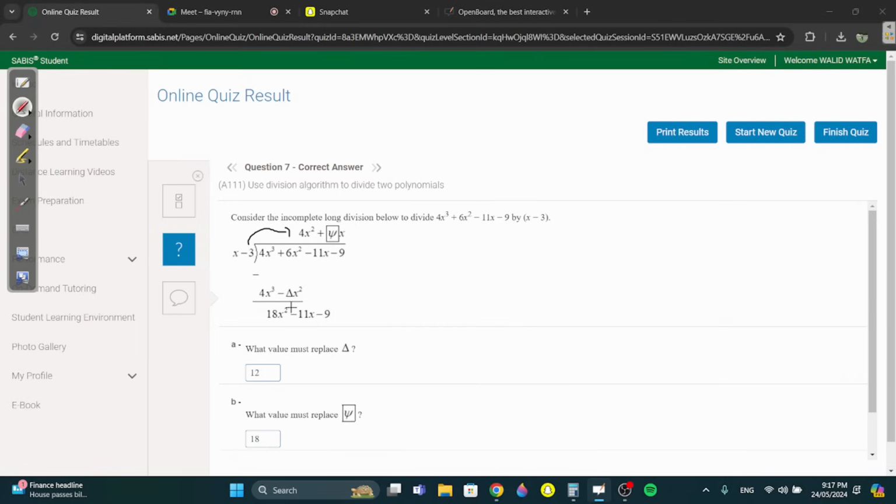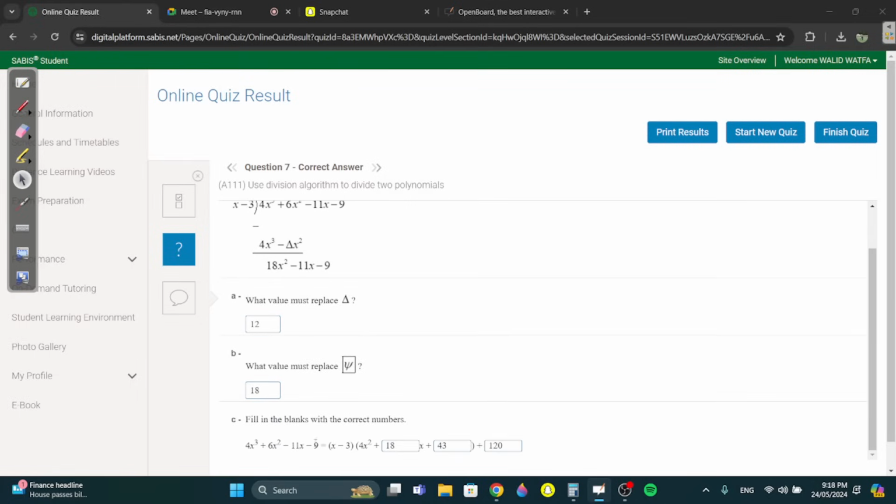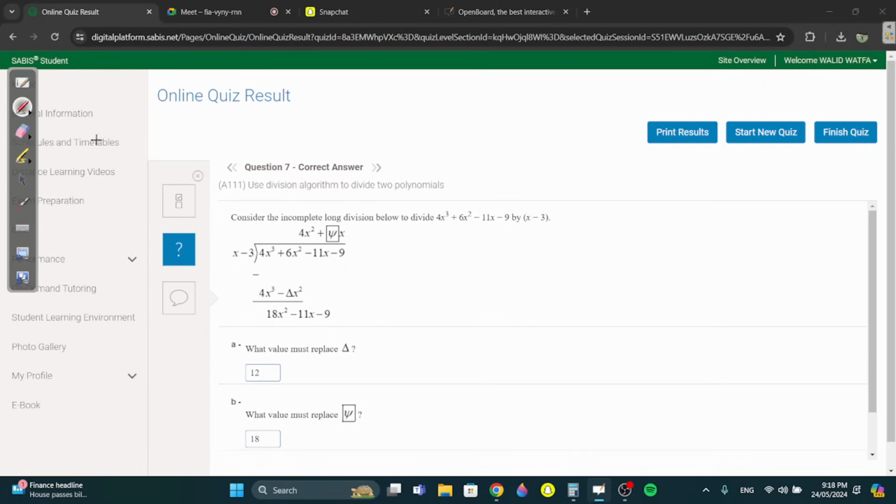They want this symbol here, so we have to continue our division. So 18x squared divided by x, you're going to get 18x, and they already wrote for you the x, so you just have to put 18. I think there's a part C. Yeah, they want you to finish off the division. Let's finish the division. Let me take this to a new page.